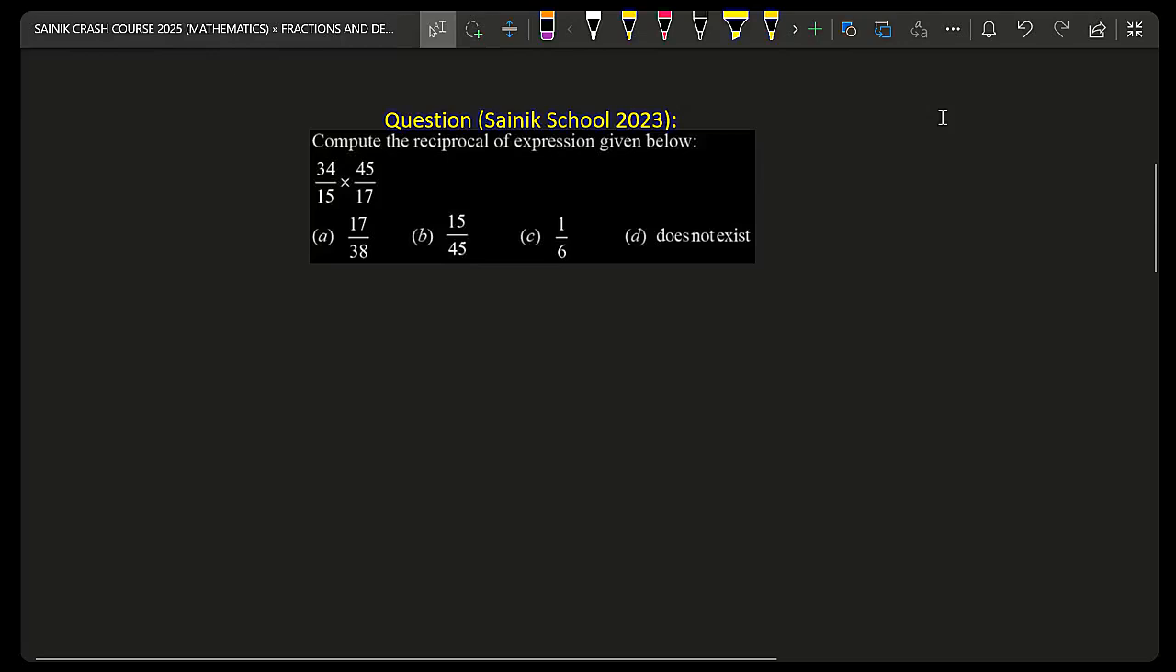Compute the reciprocal of the expression given below: 34 divided by 15 into 45 by 17. Write the question and options and write the solution. Once you are ready with the solution, you can raise a hand.